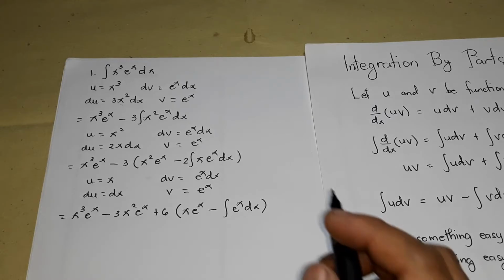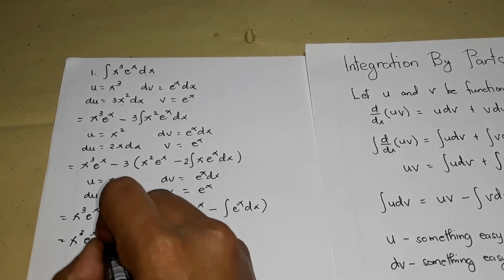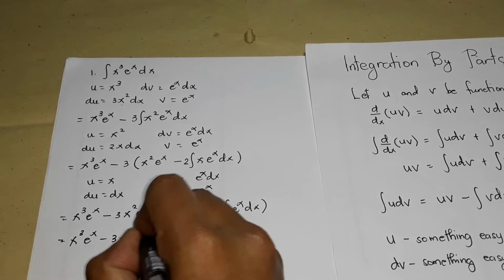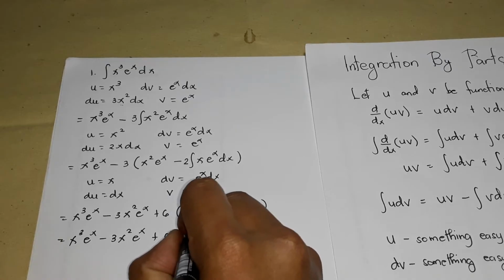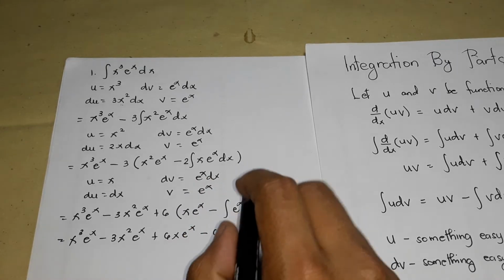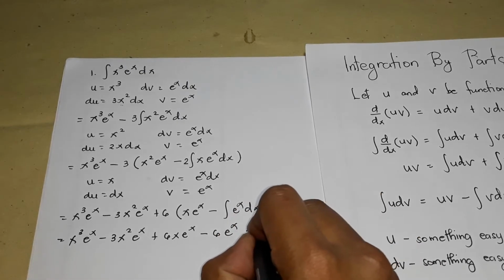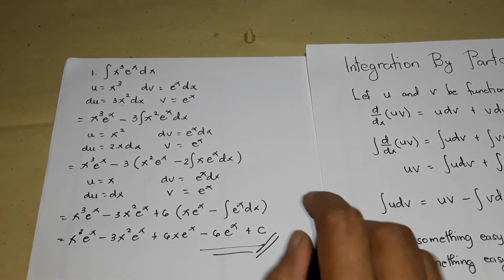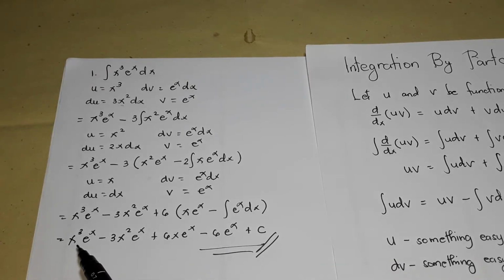So finally, we have x cubed e to the x minus 3x squared e to the x plus, introducing 6 for each term here, 6x e to the x minus 6, and then you integrate e to the x dx, you'll have e to the x, and finally you can now add c. So we have the integral of x cubed e to the x equals x cubed e to the x minus 3x squared e to the x plus 6x e to the x minus 6 e to the x plus c.